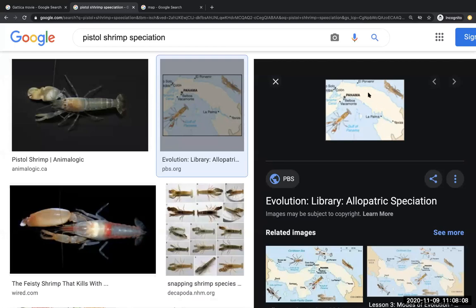So after there was this land barrier, these species diverged and they evolved separately, and now they are not able to interbreed. And this happened after there was this barrier, but it took a long time. So now they cannot interbreed, therefore they're different species, but at one time they were the same species. But this is an example of allopatric speciation. Does that make sense to you guys?